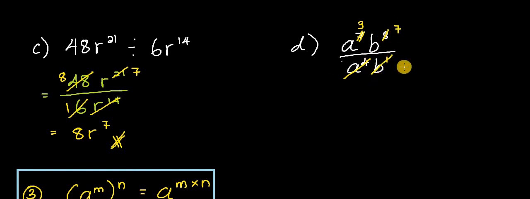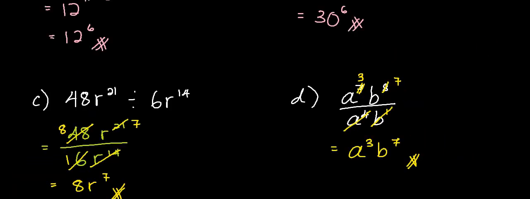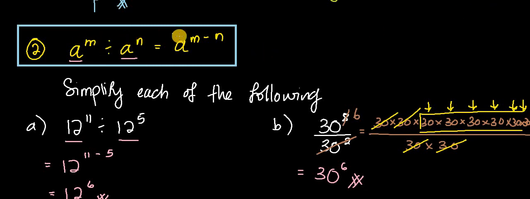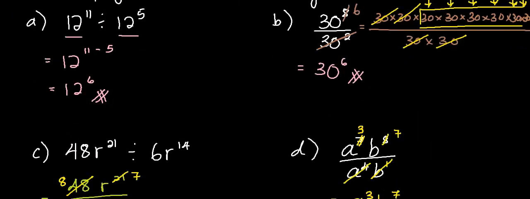So as you can see, at the bottom there is nothing remaining. So here the final answer, at the top there's only a power 3 and b power 7. At the bottom there is nothing remaining here. So that is what our final answer would be. Alright, so that is how we do the second rule of division. Remember, when you divide your powers you're going to minus.